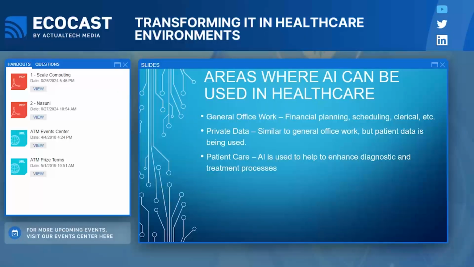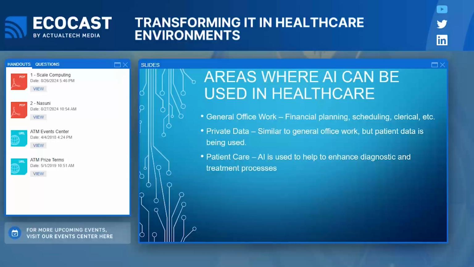The first is for general office work. I'm talking about things like financial planning, employee scheduling, clerical tasks, and that sort of thing. Now, typically you're going to be able to use AI for this without having to jump through a lot of hoops. And I'm really not going to be focusing on general office work throughout the remainder of this presentation. But I did want to at least mention it because it is a way that AI can be used in a healthcare setting.